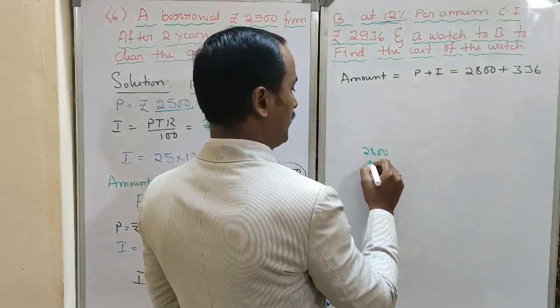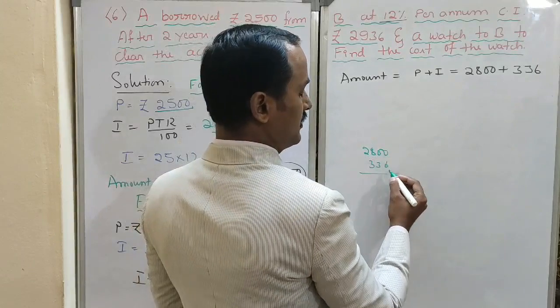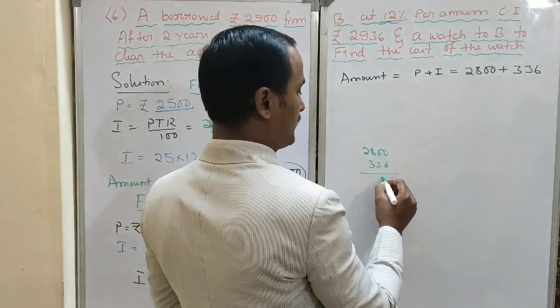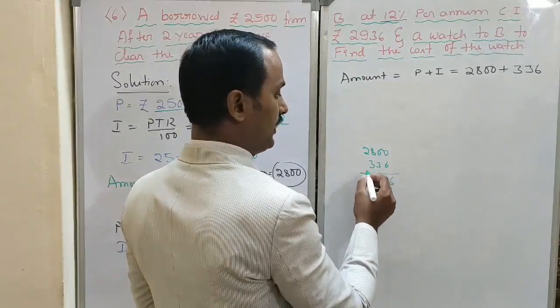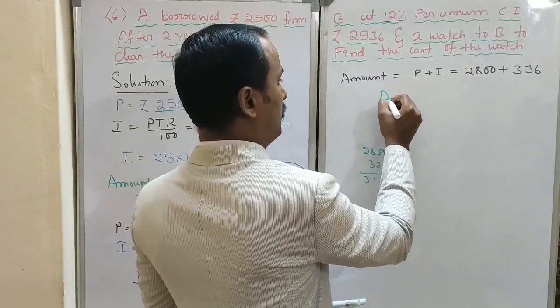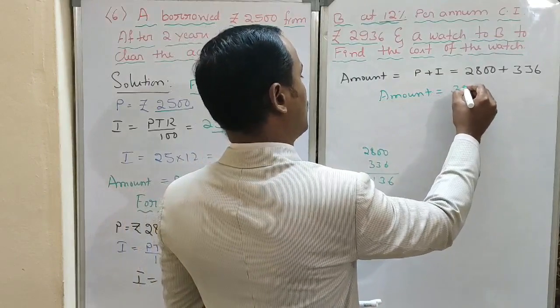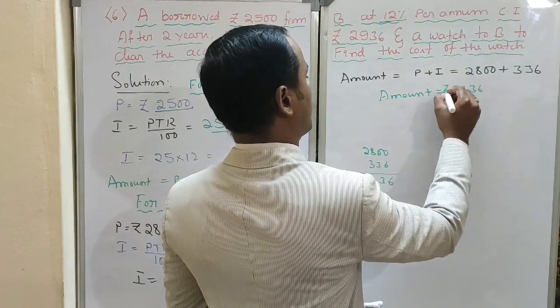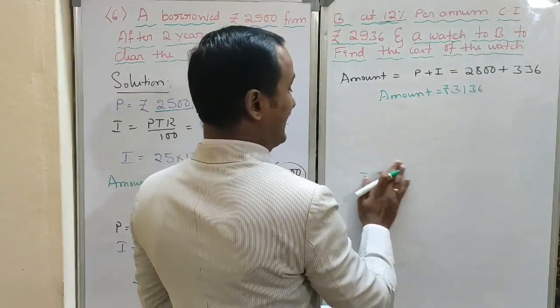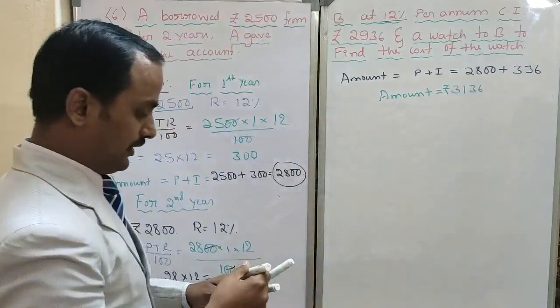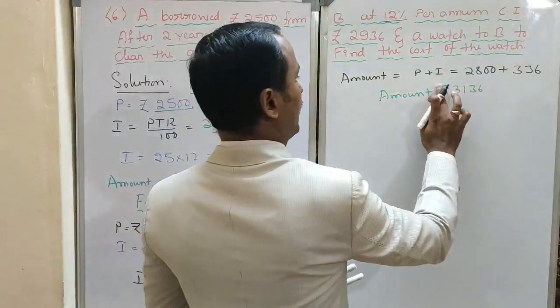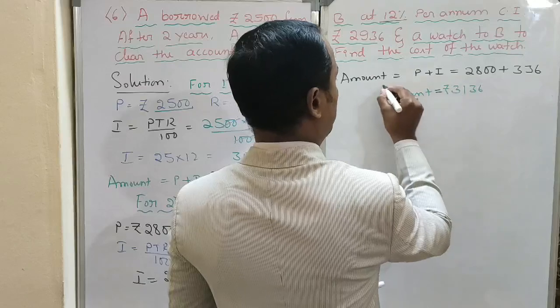2,800 plus 336. 0 plus 6, 6. 0 plus 3, 3. 8 plus 3, 11, 1 carry. It became amount is equal to 3,136 rupees. This is the amount at the end of the second year.